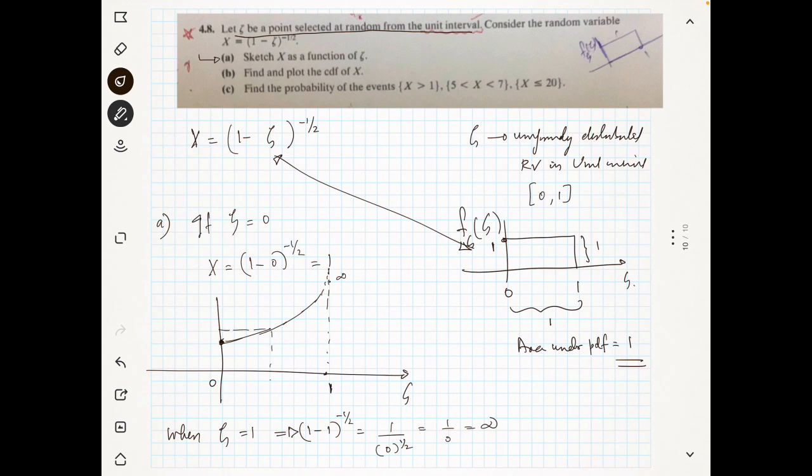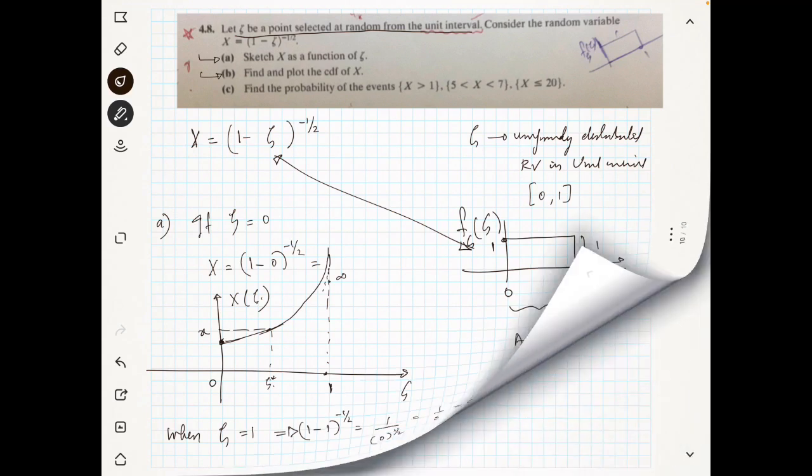Now if you consider any small x, there will be a zeta star, something like this. So this is x of zeta. This is the function, and it goes to infinity as zeta goes to 1. Now we have seen the first part of the problem, that means to sketch. Now we will see the second part of the problem, that means the CDF. We have to plot the CDF of x.